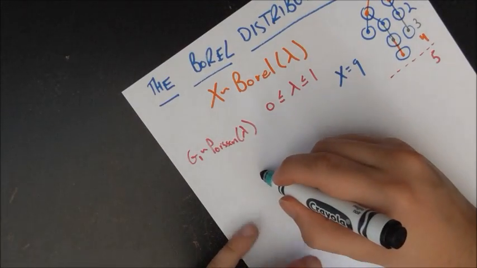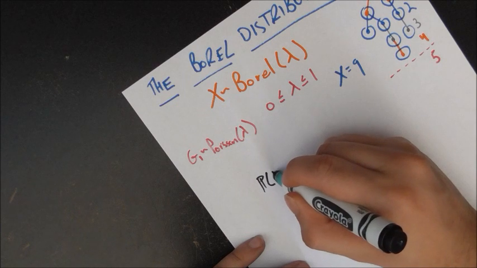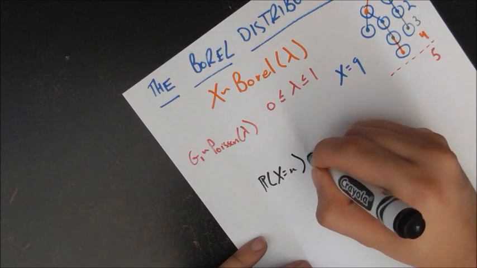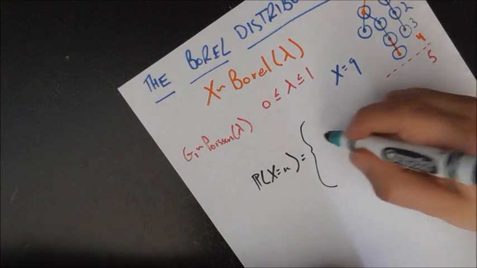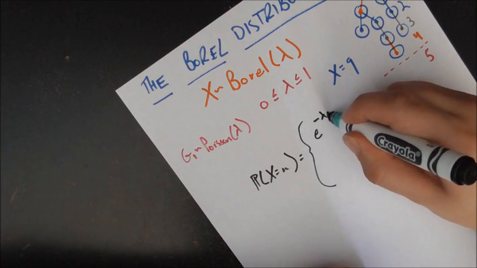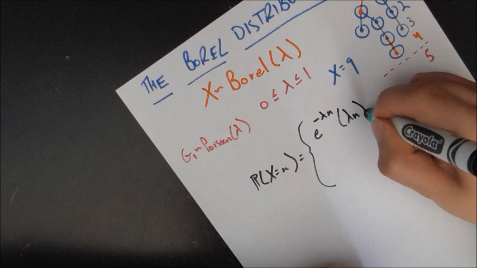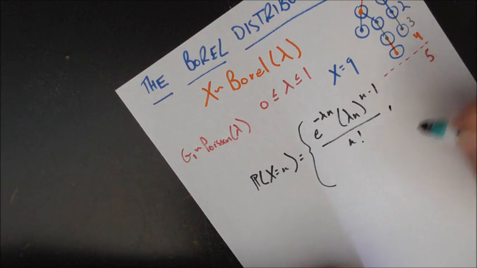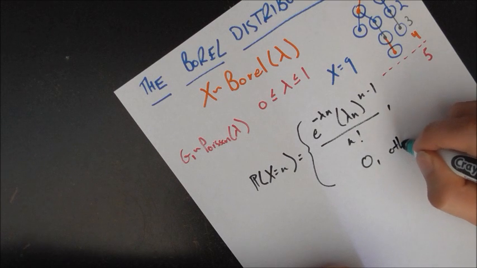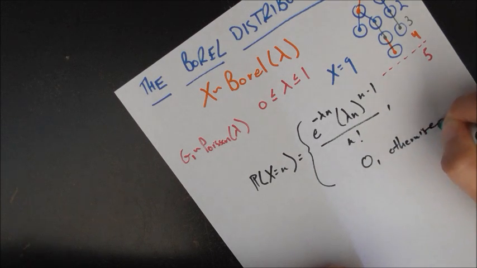So we say that the probability, this is the PMF here, that x is equal to some value n is equal to, and of course we'll have to have some conditions here, e to the minus lambda n, to the n minus 1, all that over n factorial in a certain case, and 0 otherwise.